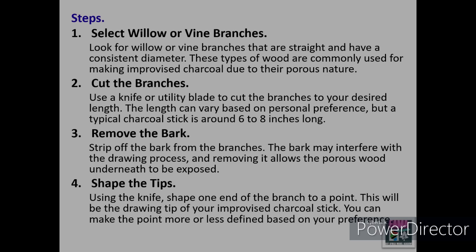Steps. 1. Select willow or vine branches. Look for willow or vine branches that are straight and have a consistent diameter. These types of wood are commonly used for making improvised charcoal due to their porous nature.